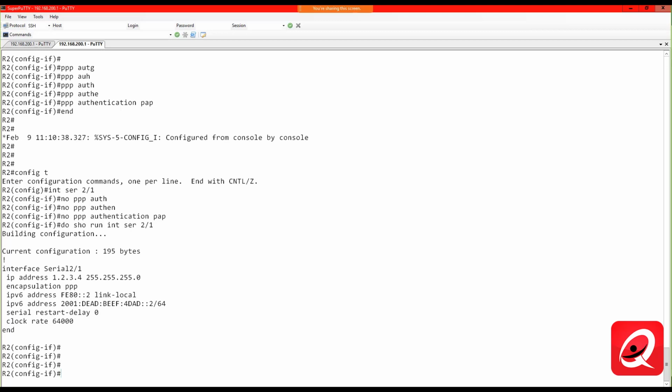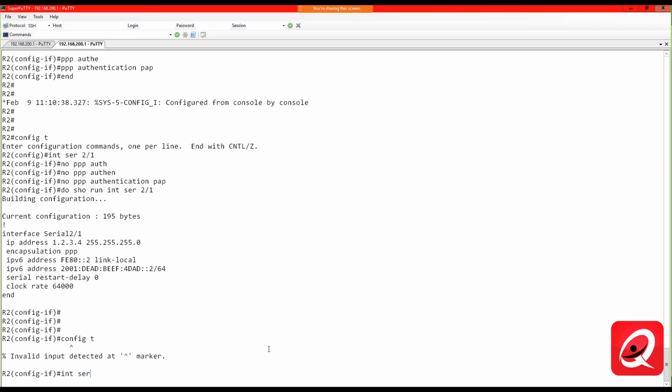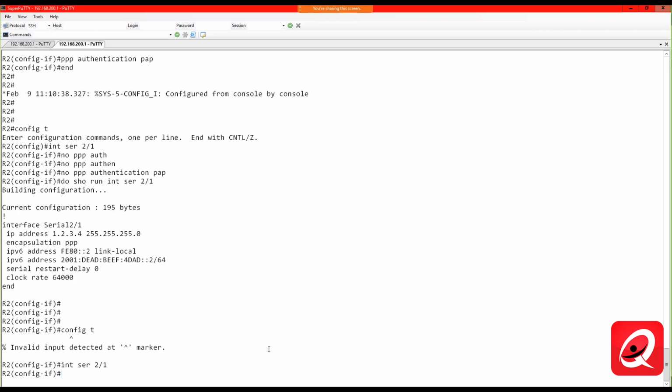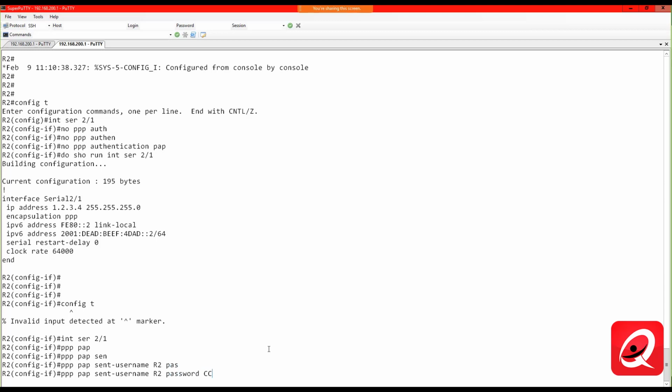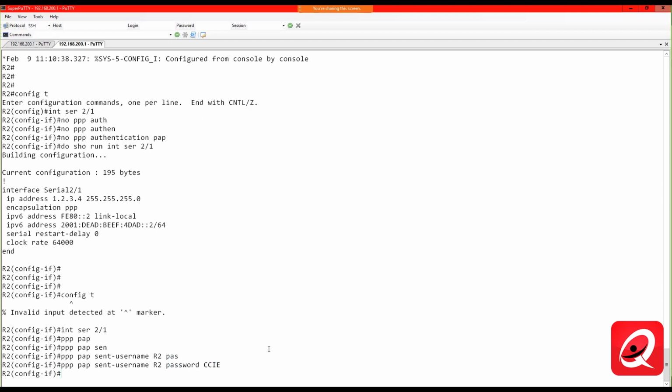You could do it globally or you could do it on the interface, but the most common way would be to configure authentication directly on the interface. So I would go into interface serial 2.1 and I would say PPP PAP sent-username. I'll just call it R2 in this case, and the password will be CCIE.